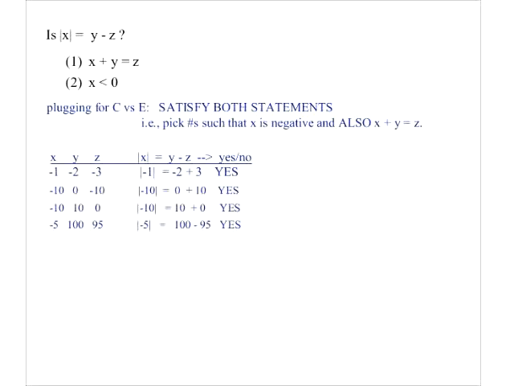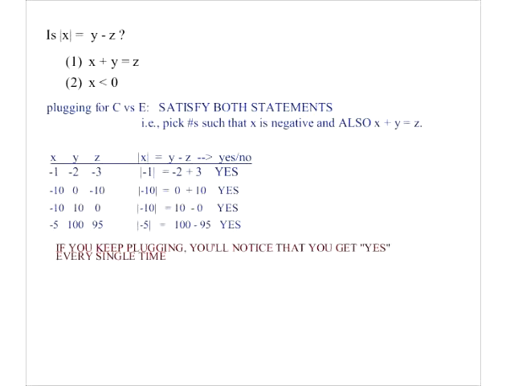In all of these cases, you should keep plugging until you don't have a lot of time anymore. If you keep plugging, you'll notice that you get yes every single time, unless you pick numbers wrong. If you get a no, then something is not right about the numbers that you picked, like either x is not negative or this is false. So after a while you say, okay, I give up, sufficient. So C.